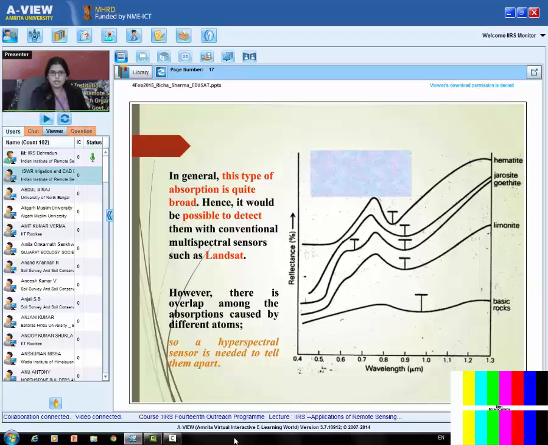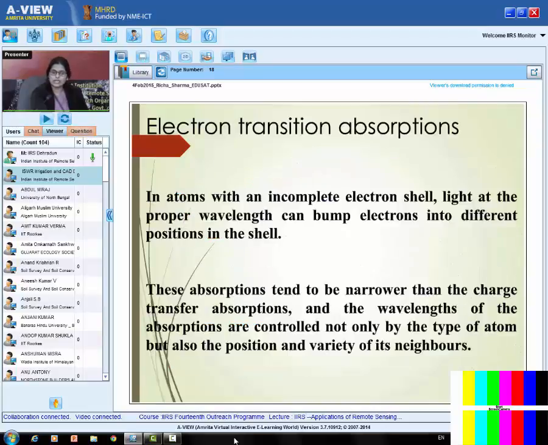In general, this type of absorption is quite broad, hence it would be possible to detect them in conventional multispectral techniques such as Landsat. But whenever we get the same absorptions for three different minerals, they will look similar in the multispectral data, but when we see them in the hyperspectral data, then we can exactly pinpoint them.